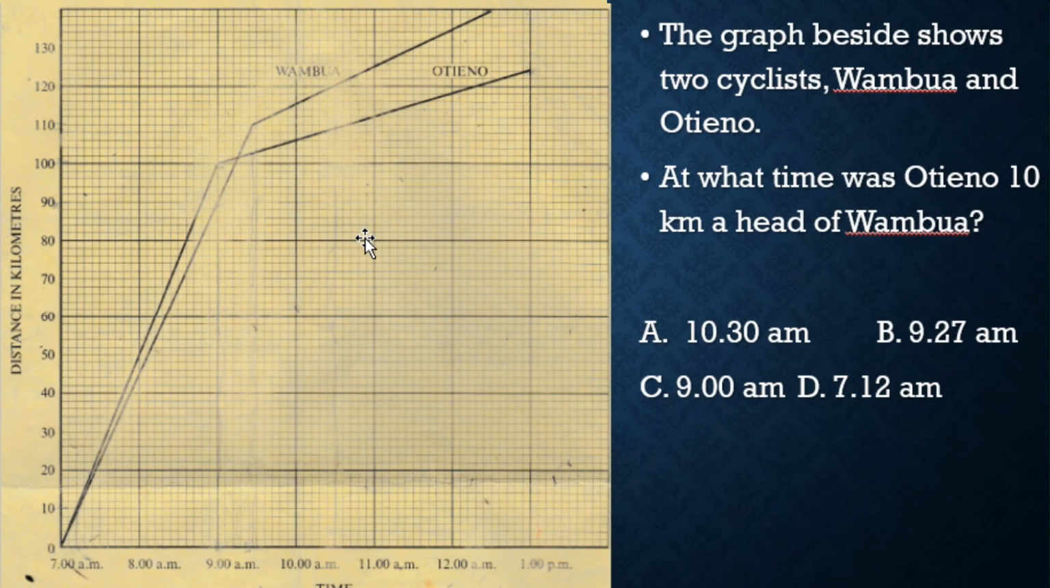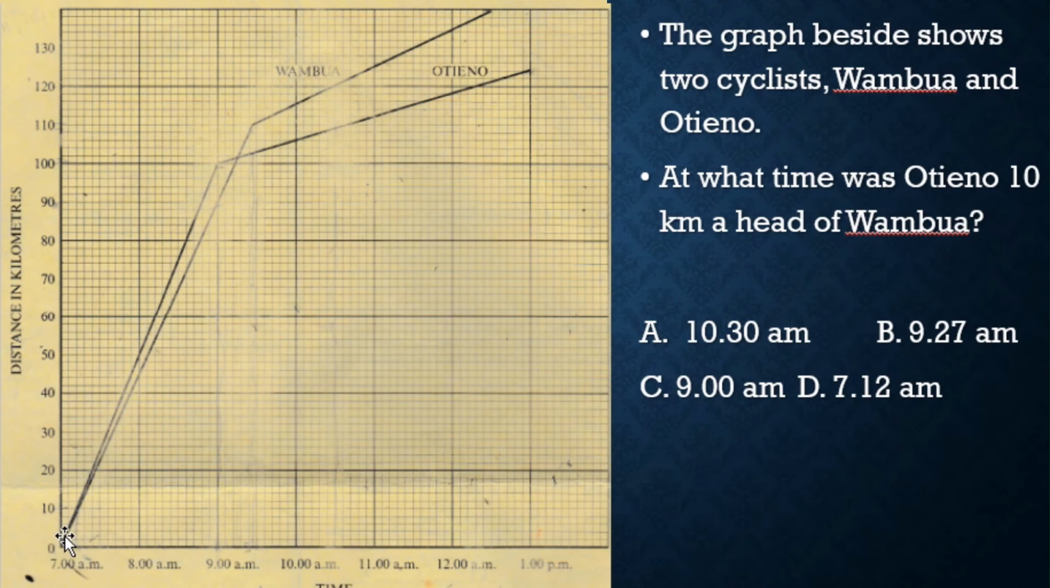So looking at the line here for Wambua, let's start with Wambua. This one here, the top one. You can see from the top we move down, and then we have Otieno. Is this other line here I've shown you here.